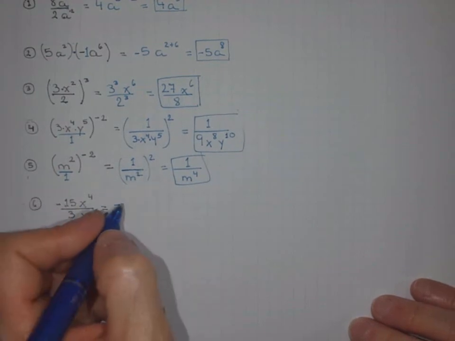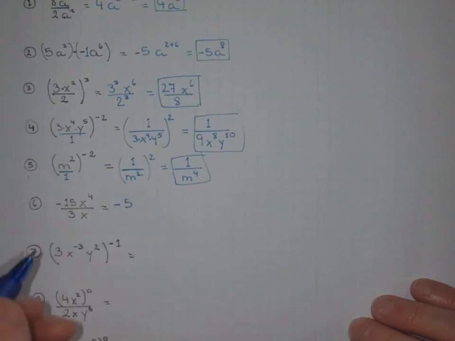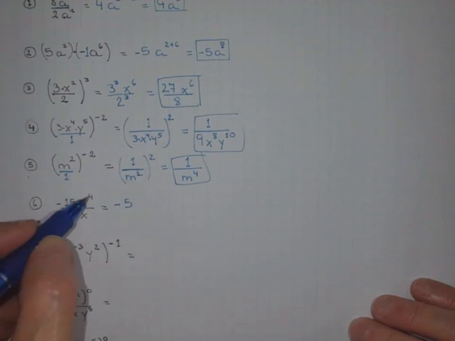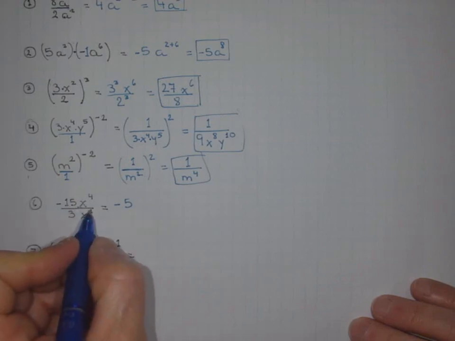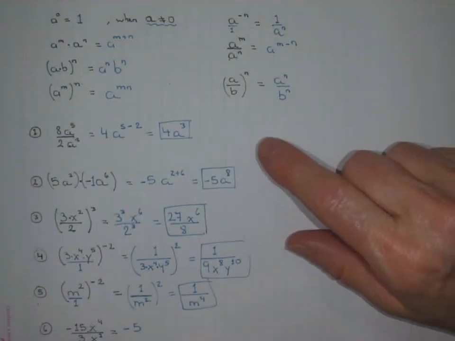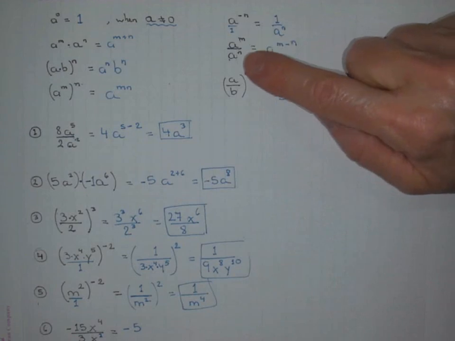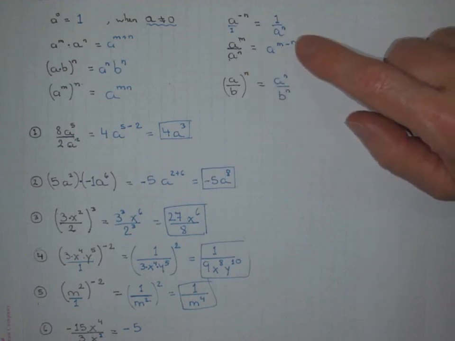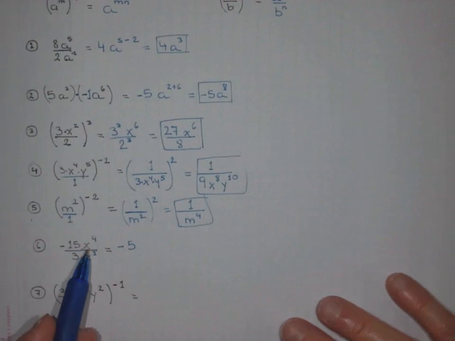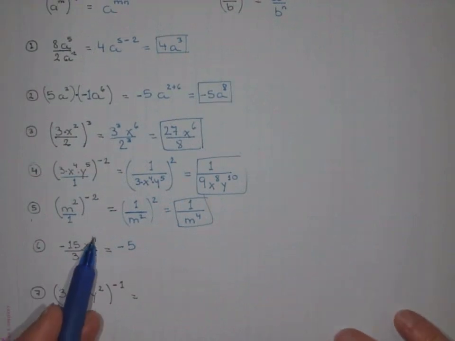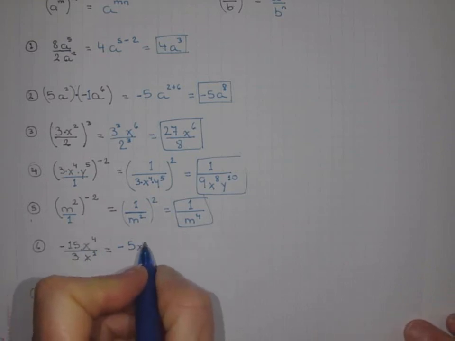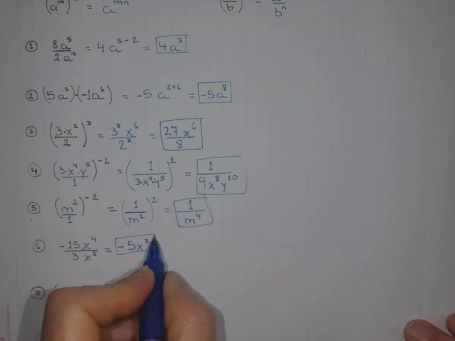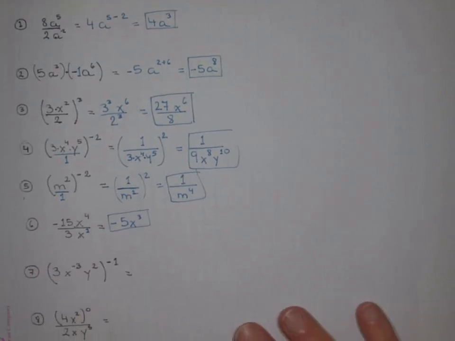15 divided by 3, well, that's a 5. So now I have a 5 here. And then I have an x to the 4th divided by x. Well, this is like an x to the first power, right? And remember, when we divide the same bases, we subtract their exponent. So we're going to divide the same base here, so we subtract the exponent. It's always the top minus the bottom. So 4 minus 1 is 3, so that's x cubed. All right.